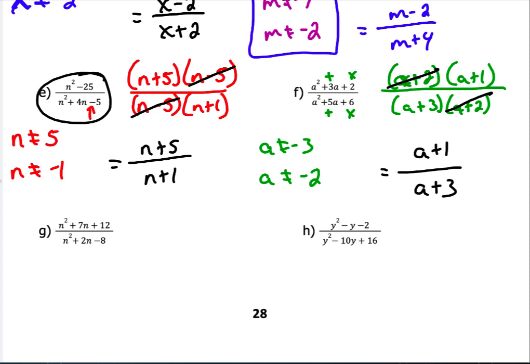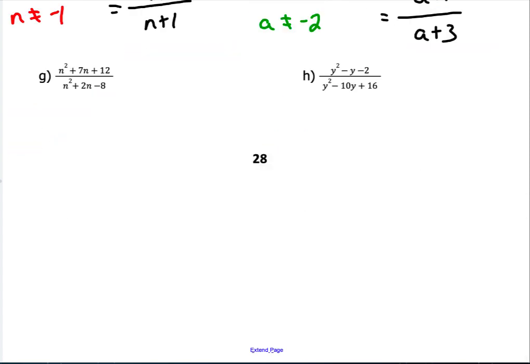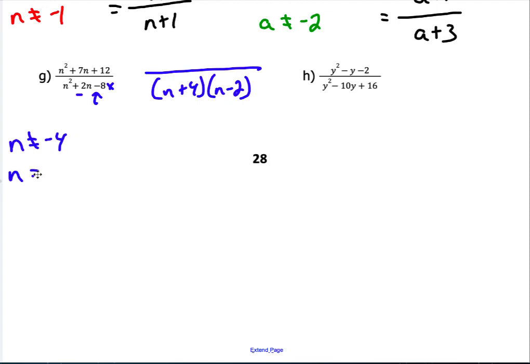All right, hopefully you're getting the idea. We're getting the hang of it here. I'm going to do these bottom two here. So n squared plus 2n minus 8. So since it's subtracting, it has to multiply to give me 8, but subtract to give me 2. So that's going to be n plus 4 and n minus 2. So that's going to give me excluded values of negative 4 and positive 2.